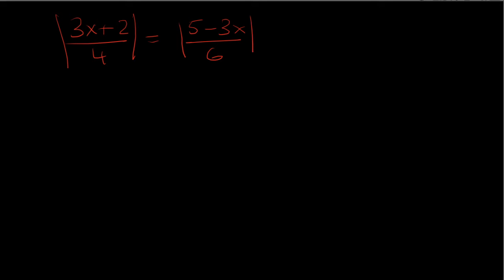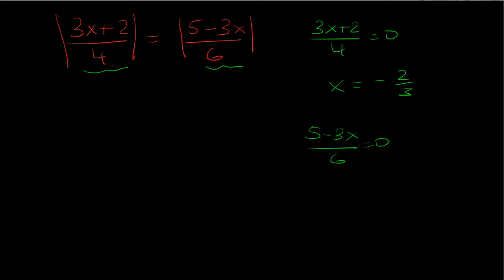Okay, so now let's begin the problem again. It's always good to set the inside equal to 0. So in other words, (3x plus 2)/4 equals 0, and that one we said x is negative 2/3. And then (5 minus 3x)/6 equals 0, and that is x equals 5/3. Okay, so that's step 1.